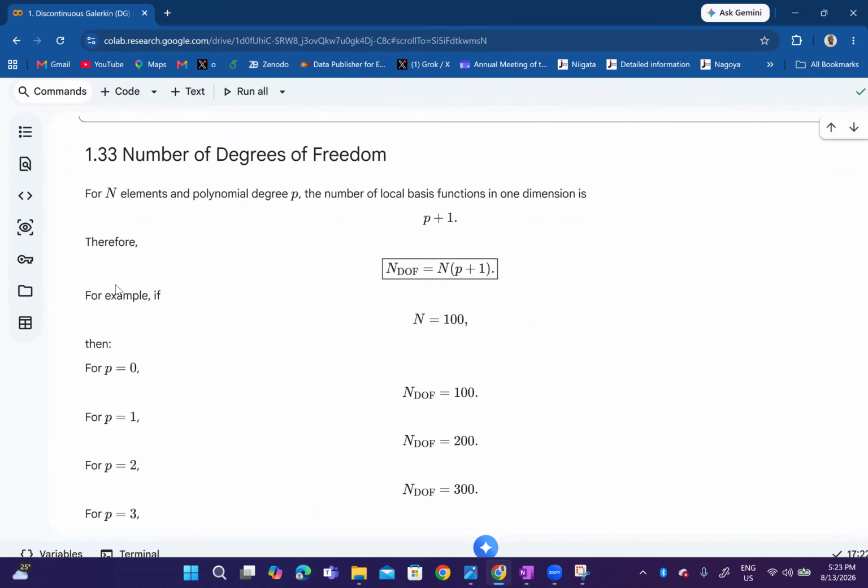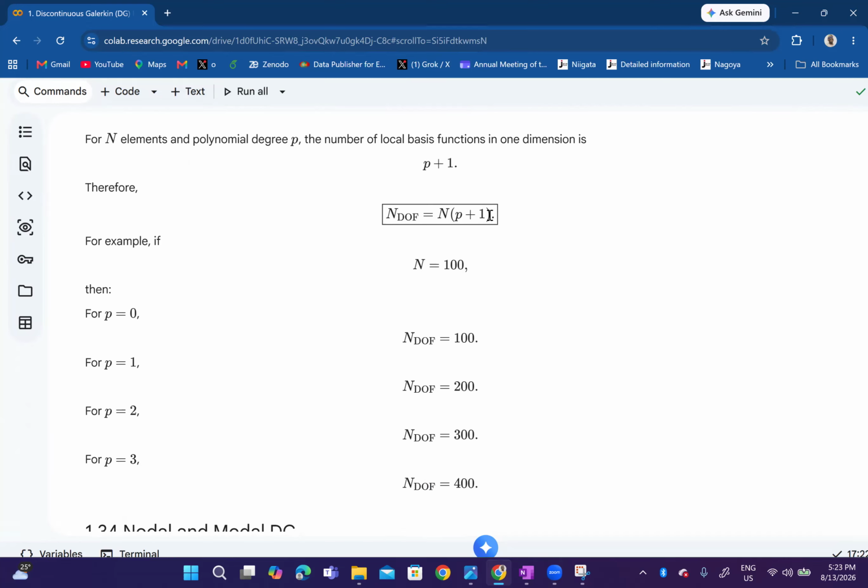So for example, if n is 100, then for p equals 0, the number of degrees of freedom is 100. For p equals 1, it is 200. So that's using this formula. For p equals 2, you have 100 times 3, that's 300. For p equals 3, that's p plus 1, 3 plus 1 equals 4, 4 times 100, that's 400, like that.